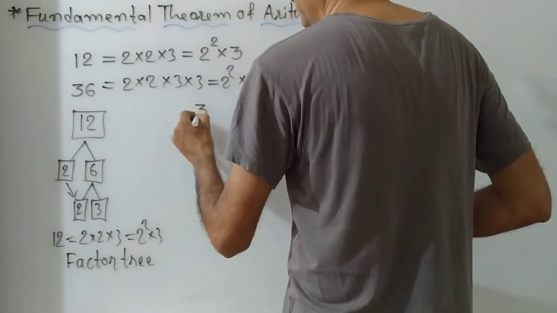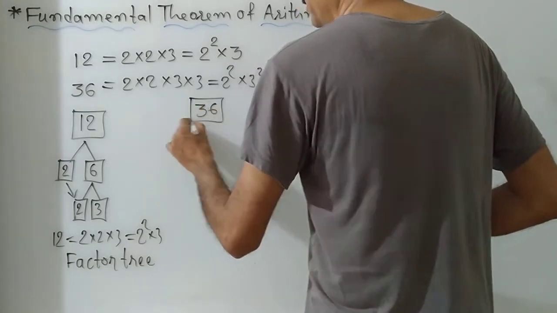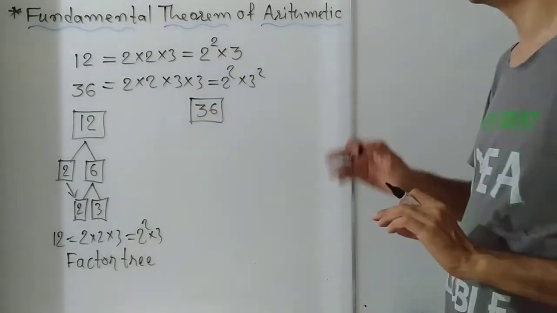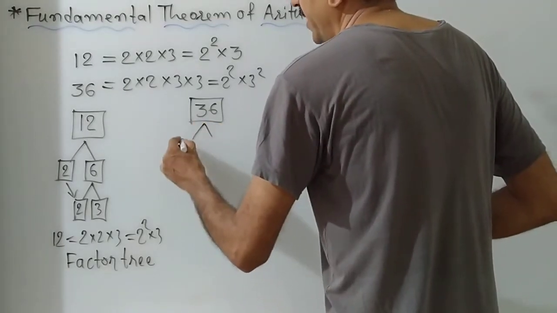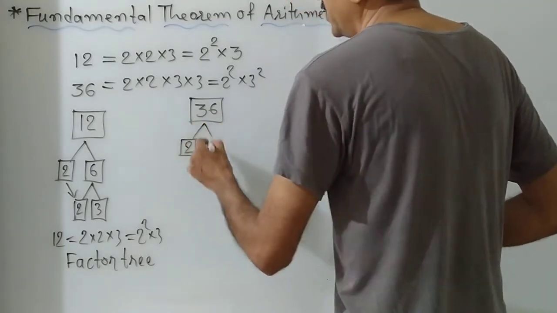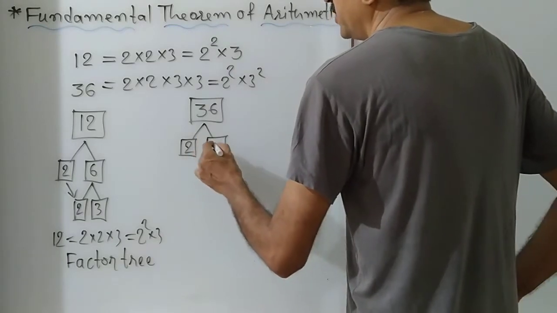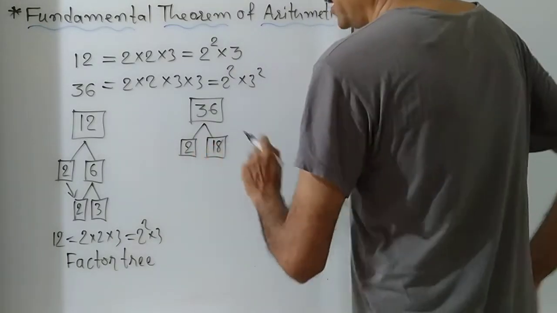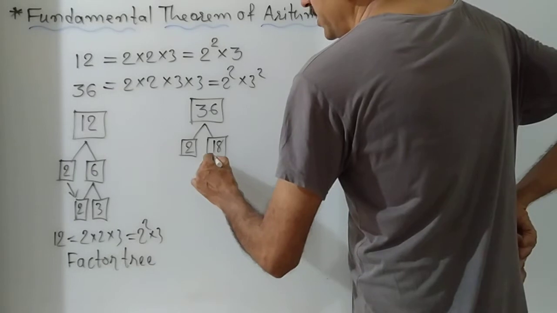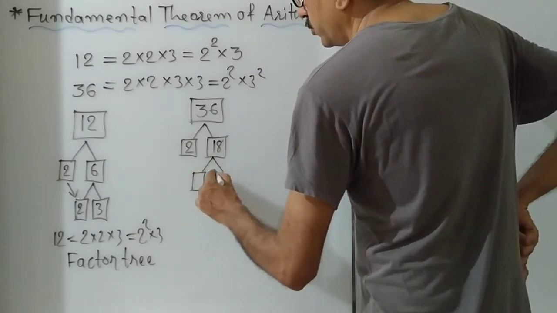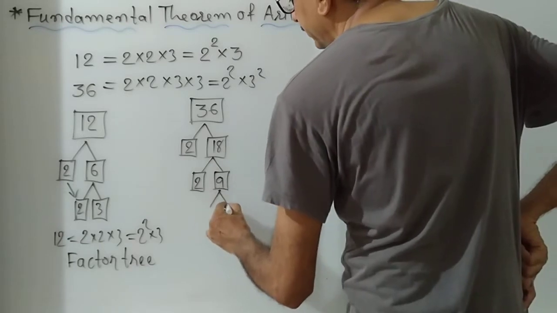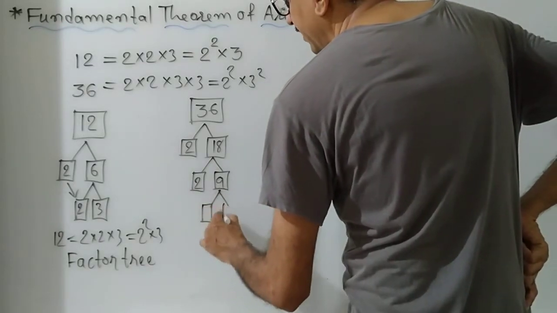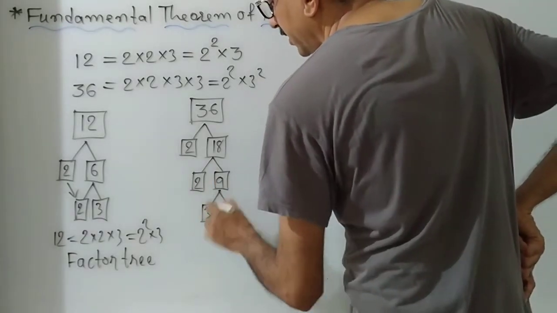Let's try to divide 36. A number whose unit digit is even can be divided by 2. So we try to divide it by 2. 2 times how many is 36? 18. Further, its unit digit is even, so we divide it by 2. 2 times 9. And 9 is divisible by 3.